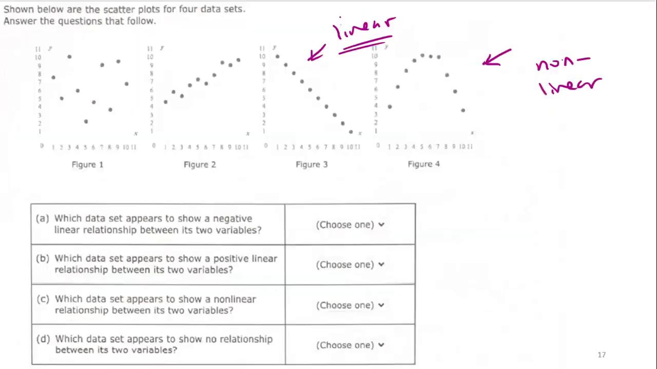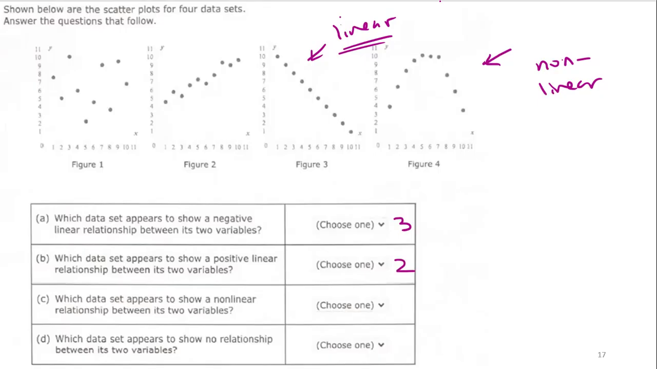Let's go back to this slide here. So this one we had to number which figure goes with the particular question or statement. The first one says, which data set appears to show a negative linear relationship between its two variables? The answer to that is 3. For B, which data set appears to show a positive linear relationship between its two variables? The answer to that is 2.